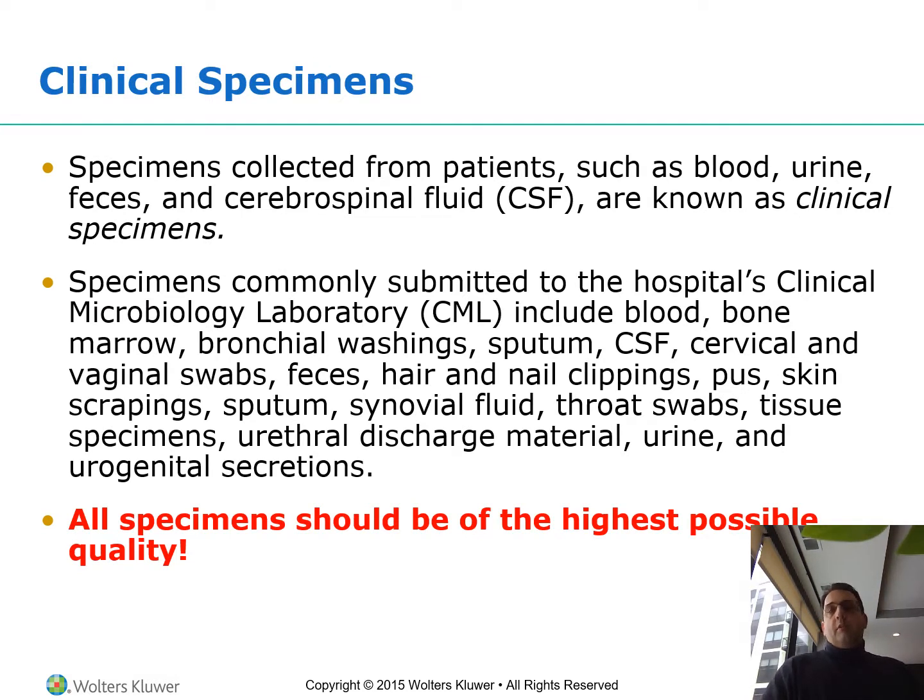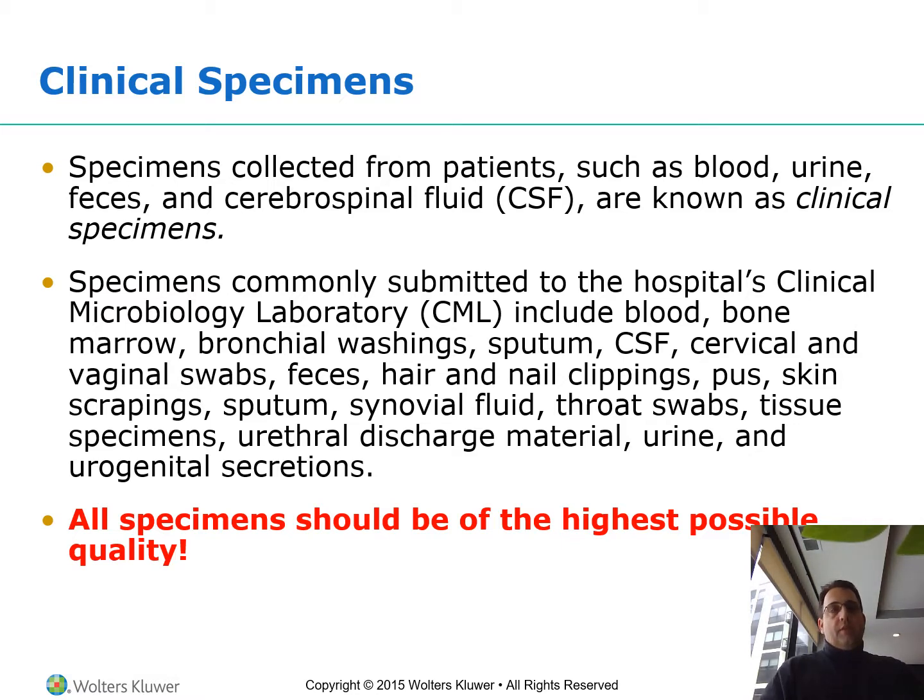So the things that we typically collect from patients could be blood, urine, feces, cerebrospinal fluid, saliva. These are all the specimens that we get. And if you work in a hospital setting, they'll be submitted to a microbiology lab in the hospital. In addition, they will also collect things like bone marrow, bronchial washing, sputum, vaginal or cervical swabs, nail clippings, hair, pus, you name it. If it can be tested, they will use it.